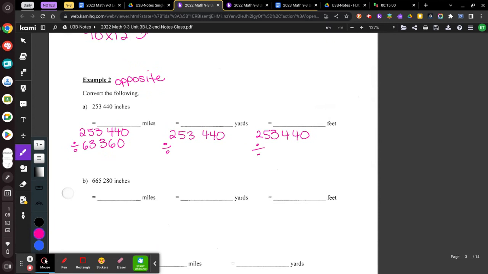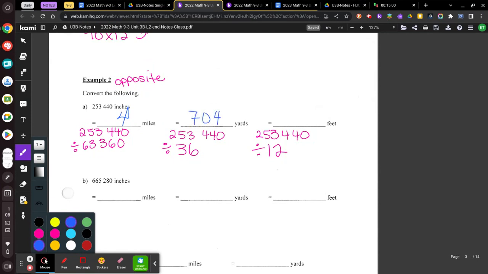The next one, inch to yards. So I find inch, I go over to yards, I come down to 36. So the number I'm dividing by is 36. And then I find inch to feet. Inch, feet, the number is 12. So I'm going to divide by 12. All right. Our grand totals are 4 miles, 7040 yards. It's a lot of yards. And 21,120 feet.